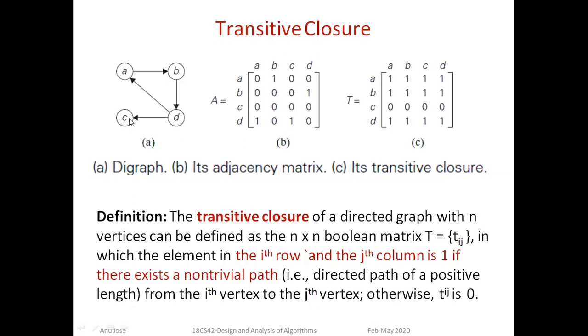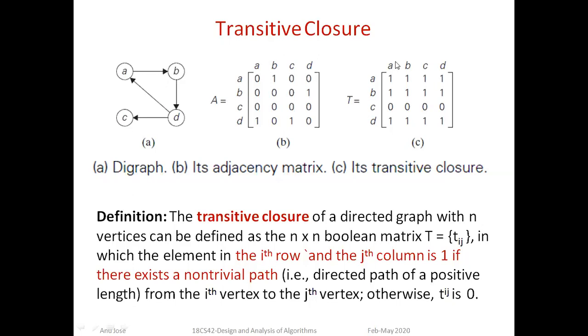Then from C, C does not have any outgoing edge, so there is no path existing from C as a source to the other vertices as destination. Then from D, D to A, there is a connection. D to C, there is a connection. D to B, there is a connection. And D to D, there is a connection. So for all of them, you can keep 1.